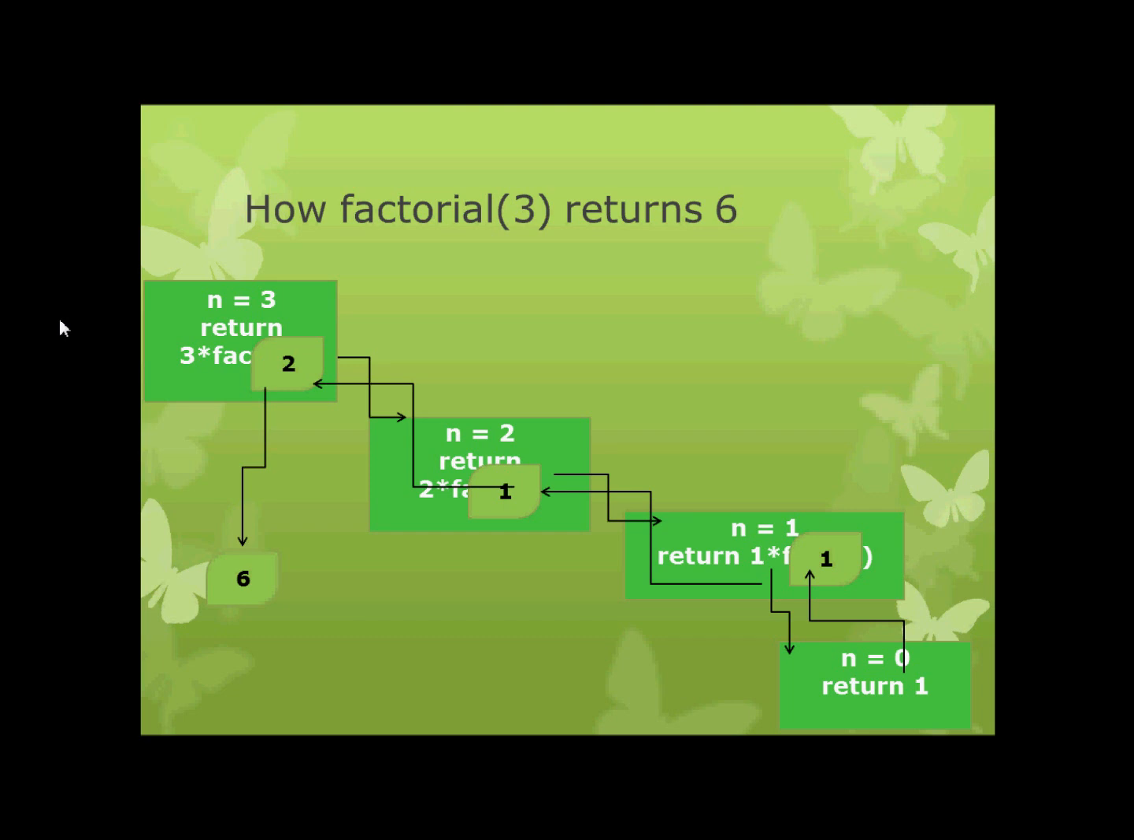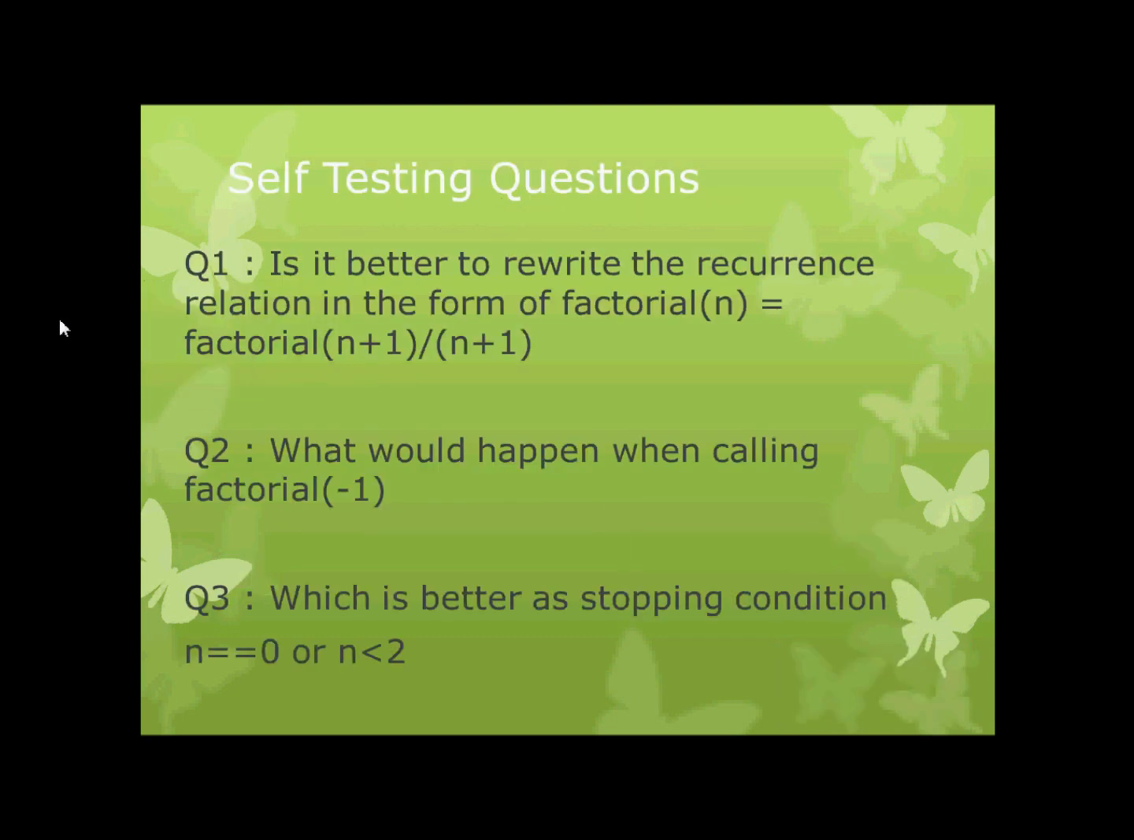Okay, so this is the idea of recursion. Let me explore more by giving you these small questions. Why didn't we write the recursive relation in this form: factorial n equals factorial of n plus 1 divided by n plus 1, instead of n multiplied by factorial of n minus 1?